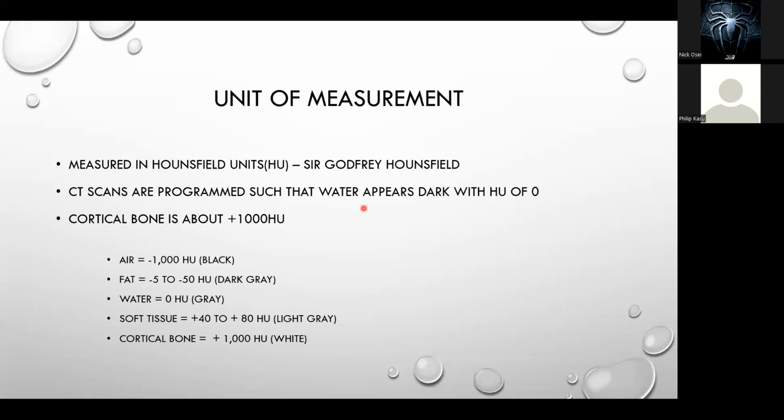So it's also a range. Air will be the blackest, followed by fat, followed by water, before you have soft tissue, and then you'd have cortical bone, which would appear the whitest. It has Hounsfield units of 1,000 plus. Okay. All right.